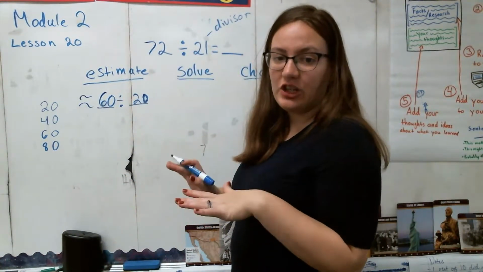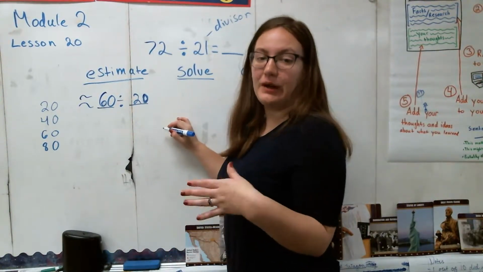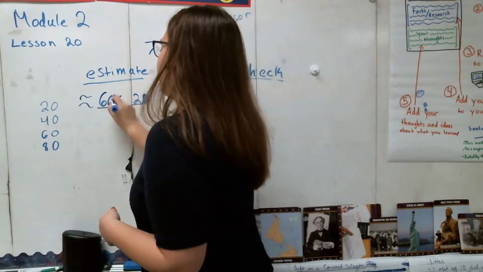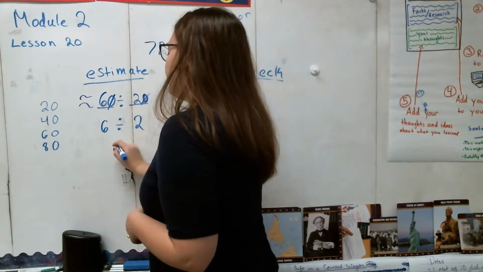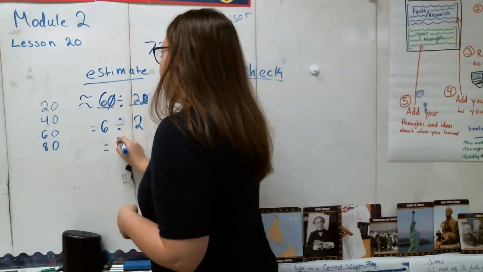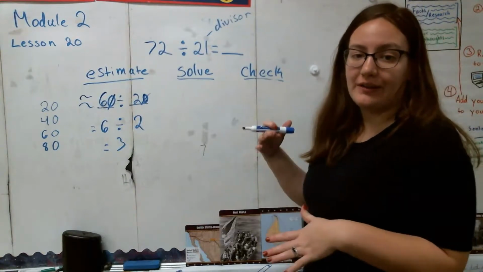So our estimate is changing up just a little bit. Then just like the Lesson 16 way we learned to divide our numbers, I can cross off those zeros. And that leaves me with 6 divided by 2, which equals 3. So that lets me know that my answer is going to be somewhere around 3.